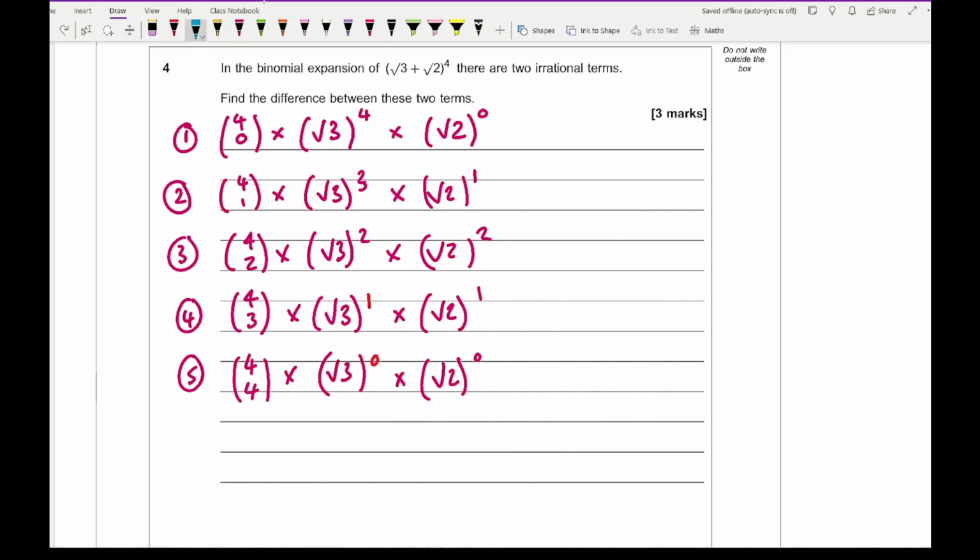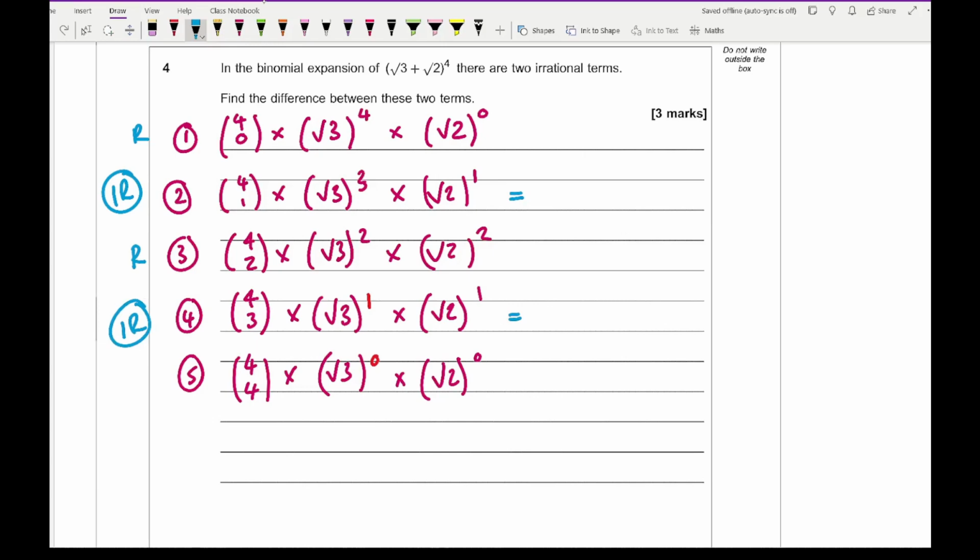Well, this one isn't, because when I raise a root to an even power, it's going to give me a nice answer, so that's going to be a rational number. The second one is irrational, third one is rational, fourth one is irrational. So the two answers I then want to work out are these two here.